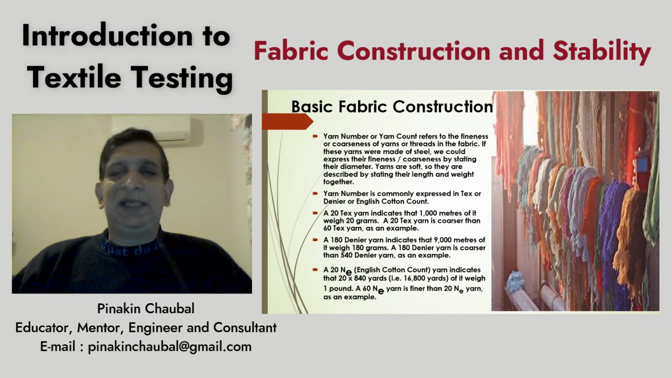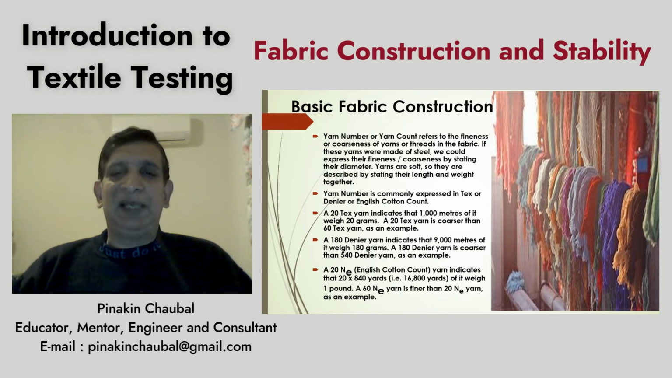Yarn number or yarn count refers to the fineness or coarseness of yarns or threads in the fabric. If these yarns were made of steel, we could express their fineness or coarseness by stating their diameter. Yarns are soft, so they are described by stating their length and weight together. Yarn number is commonly expressed in tex or denier or English cotton count.